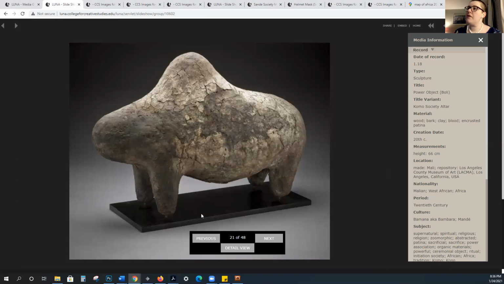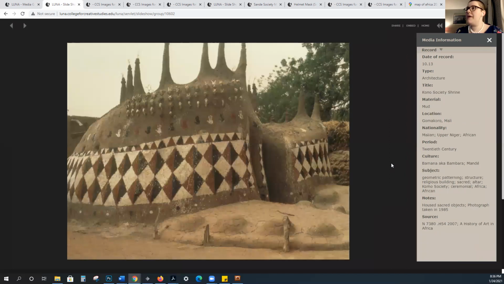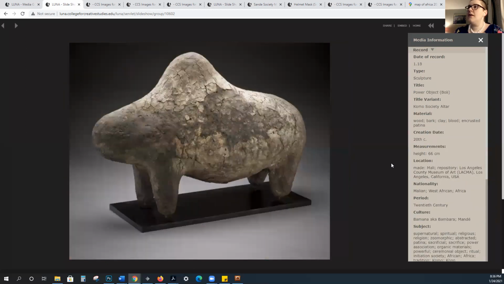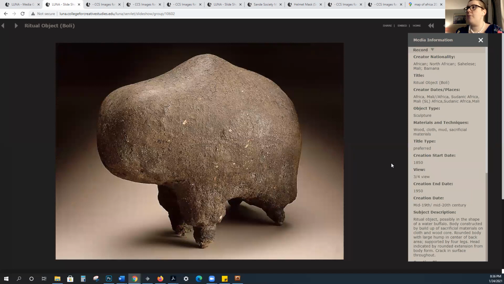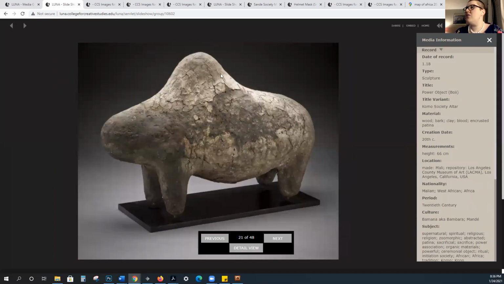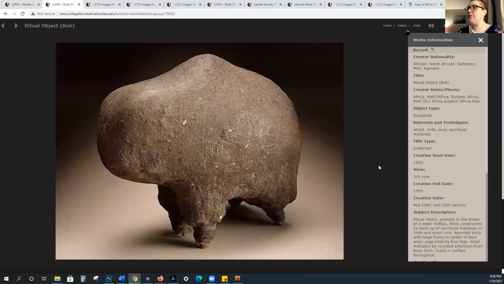These are made of one piece of wood. They can also have something inside of them. Again, this is something that is not intended to be seen by the public at large. And again, it would be kept in a shrine like this, which is not something that just anyone could stop by and visit. An extremely powerful object. Here's another example. But you can see that they have this roughly sort of bovine or cow-like shape.